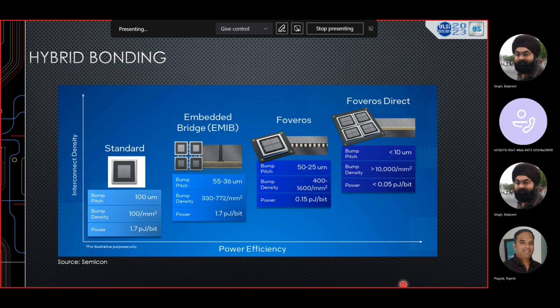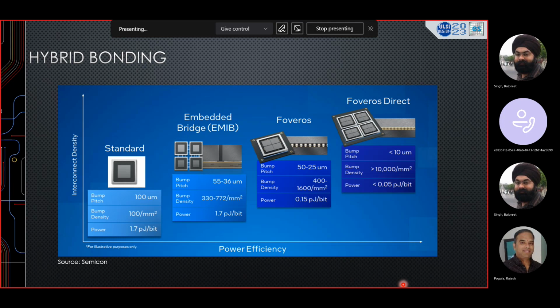And similarly, in Foveros, Lakefield was one good example which Biswajit gave, where the top die and base die both were active dies. There, you have about 50 to 25 micron bump pitch, where you could have a lot more bump density per mm square. But when you get to Foveros Direct or hybrid bonding, you have a technology where bump pitch can scale down to less than 10 microns. In such a scenario, you have bump density of 10,000 bumps per mm square, which was never heard of before. So those technologies are coming going forward.